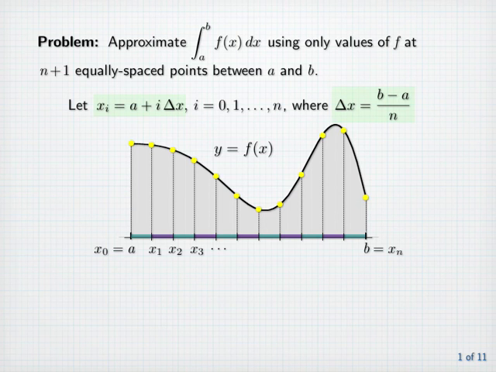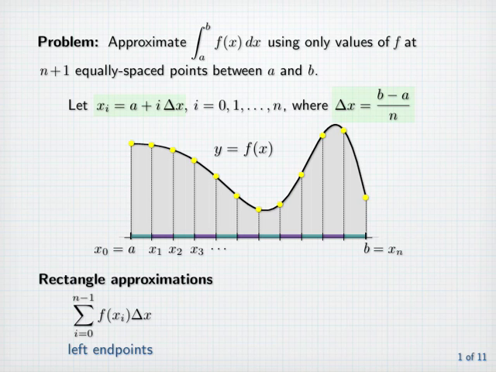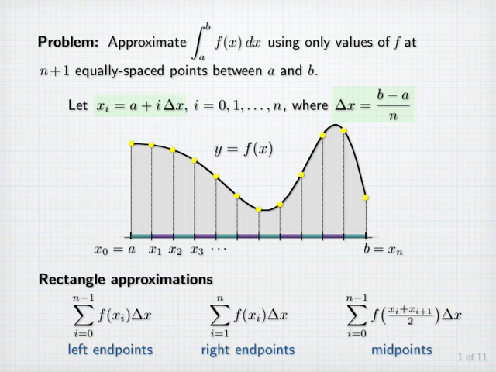We have already seen three ways of using a finite number of function values to approximate an integral. When we first defined the definite integral, we talked about rectangle approximations: a left endpoint approximation where we sum from i equals 0 to n minus 1 f of xi times delta x, a right endpoint approximation where we sum from i equals 1 to n f of xi times delta x, and a midpoint approximation where we sum from i equals 0 to n minus 1 f of the midpoint between xi and xi plus 1 times delta x.